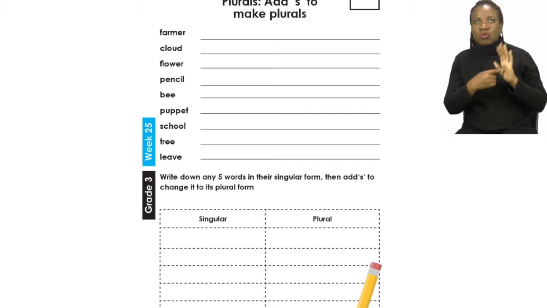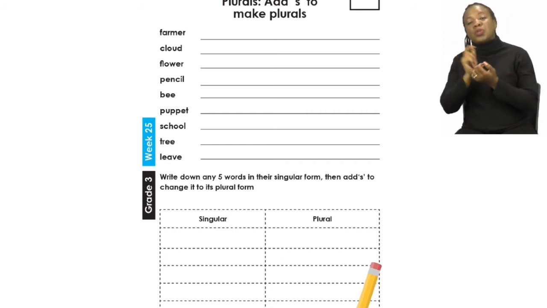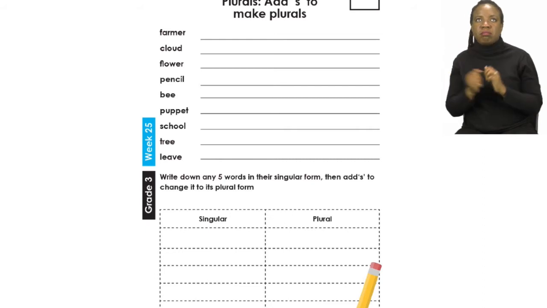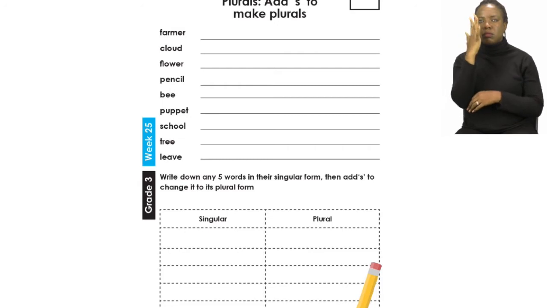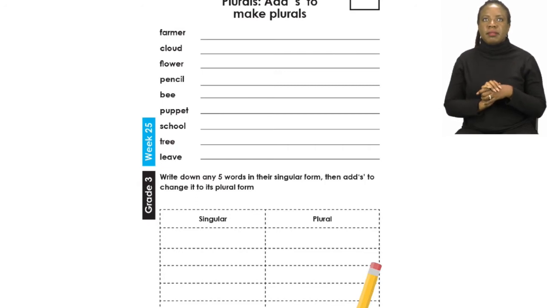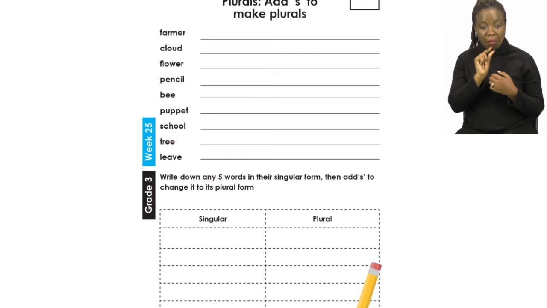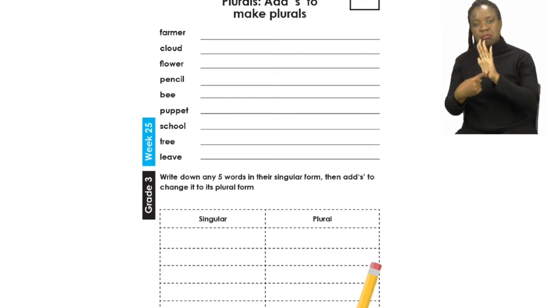We have the words, please repeat after me if you don't know them. Farmer, cloud, flower, pencil, bee, puppet, school, tree, and leaf. So we're going to take these words and change them into plurals. Right now, they are singulars.